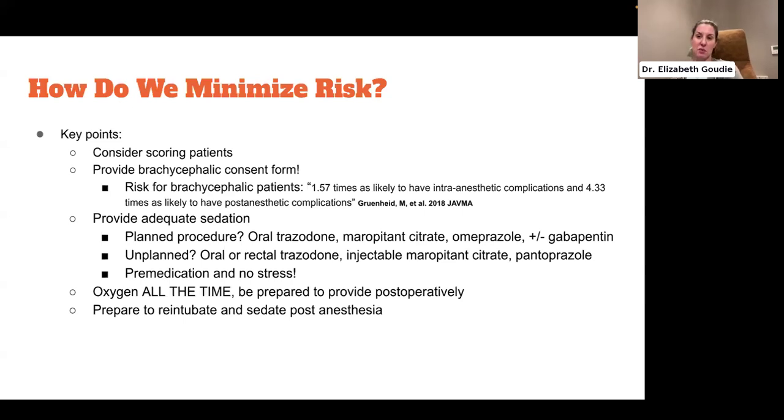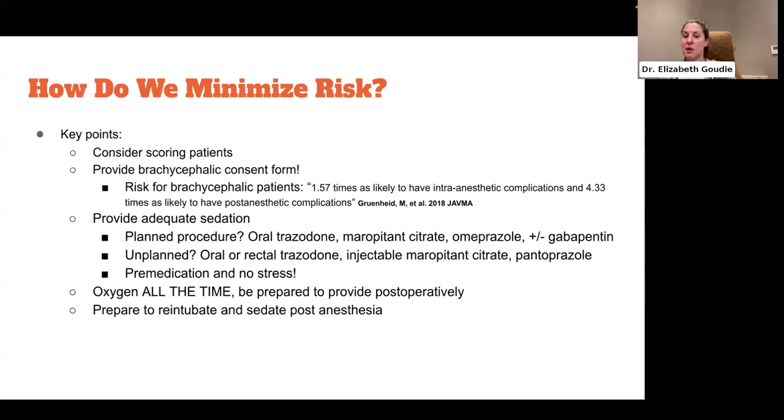If it's an unplanned procedure, which obviously these guys have happen all the time, right? They have back issues and they need to come in. They have IVDD. I will do oral or rectal trazodone. I find a lot of times these guys do not want me anywhere near their mouth. They're stressed out. They are angry. They are painful. I don't really want to be anywhere near their mouth, but most of them can't even feel their anus. And they don't seem to care that much. And as most of us know, brachycephalics have a very clear shot right there.